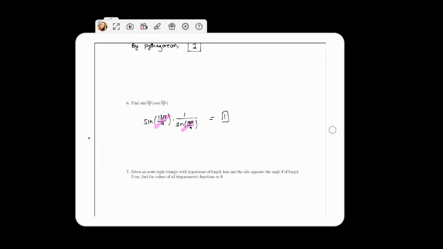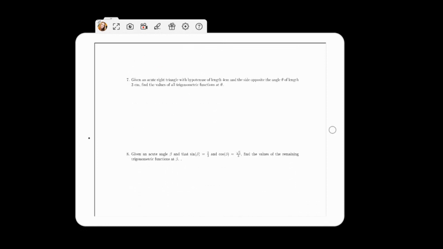Okay, so let's see some more examples. In problem 7, we're given an acute right triangle with a hypotenuse of length 4 centimeters, and the side opposite the angle theta has length 3 centimeters. We're going to find the values of all trig functions at theta. So I can't use identities yet. I have to at least start by drawing a right triangle like before.